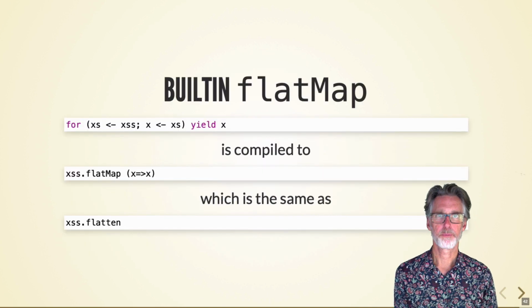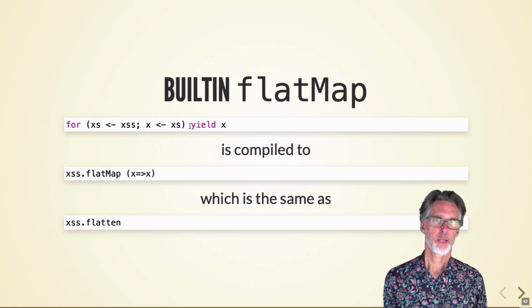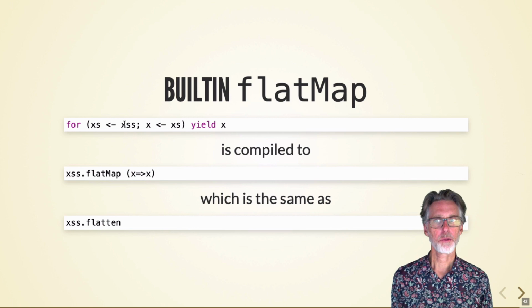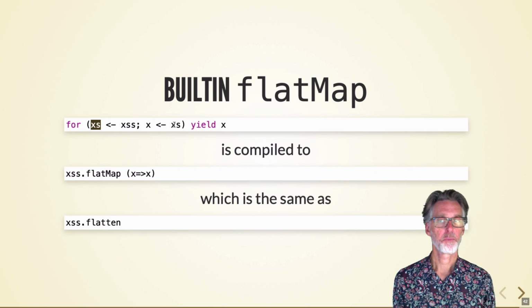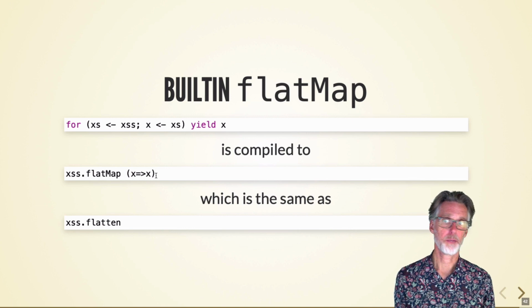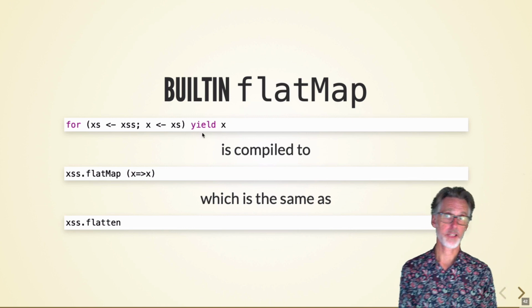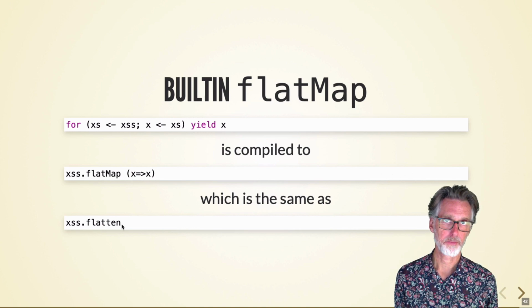Scala has flat map built in, and it does invoke it using the special for loop syntax. In this case, I have a double iterator, or a nested iterator. So I have a list of lists from which I draw the individual lists. Then nested within that, I'm drawing out the individual elements of those lists. If I then just yield the values, this becomes a flat map with the identity function. So I'm not doing any transform here, I'm just getting the values out. Doing a flat map with the identity function, of course, is just the same as flattening.